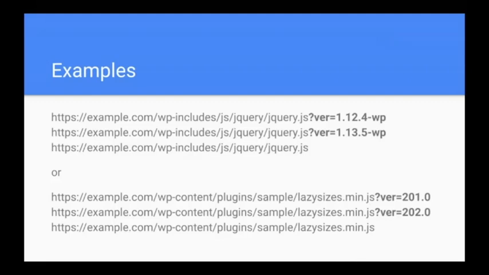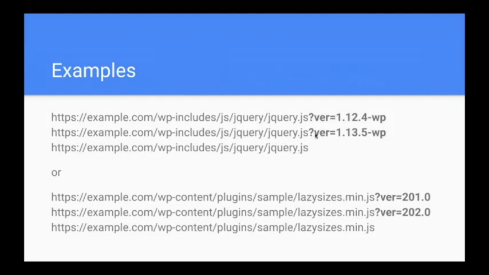So here's some examples of why we use query strings. For example, here's the jQuery script in core WordPress. The current one is 1.12.4, and so they add this nifty little version string that differentiates this from this latter URL, the third one. Oh, I went too far.